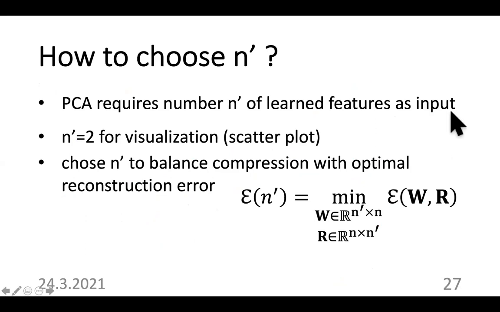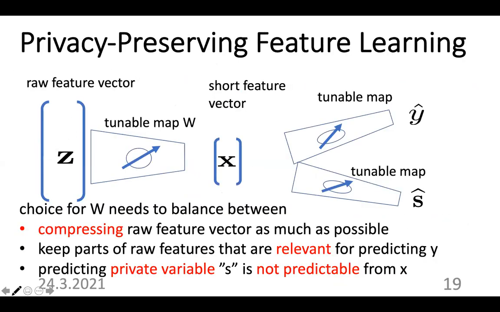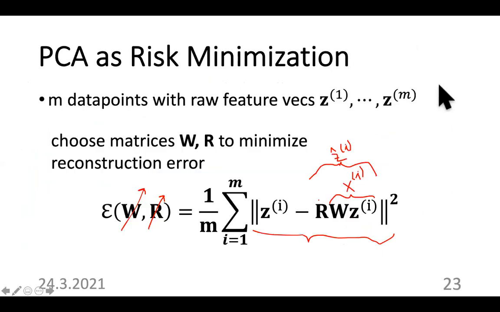Okay. Then the question, of course, is also how to choose this n prime. So far, this n prime was given. We looked at linear feature learning methods that take the raw feature vector of length n and optimally compress it into a short feature vector of length n prime. And this n prime was a given parameter. But in practice, nobody tells you, your customer doesn't tell you what a good n prime is. So you must find out a good n prime.